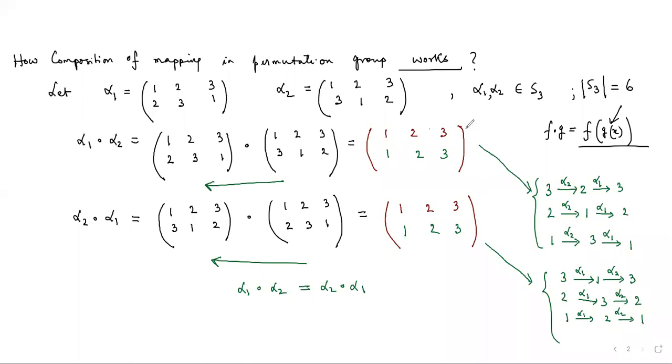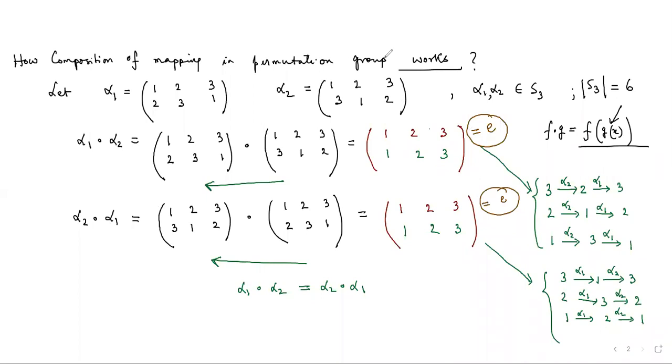And since the image of these elements remains the same, in this element 1, 2, 3, 1, 2, 3, the image of 1 is 1, image of 2 is 2, and image of 3 is 3. So we can denote this special element by capital E. Here we have observed that alpha 1 dot alpha 2 is equal to E, and alpha 2 dot alpha 1 is equal to E.